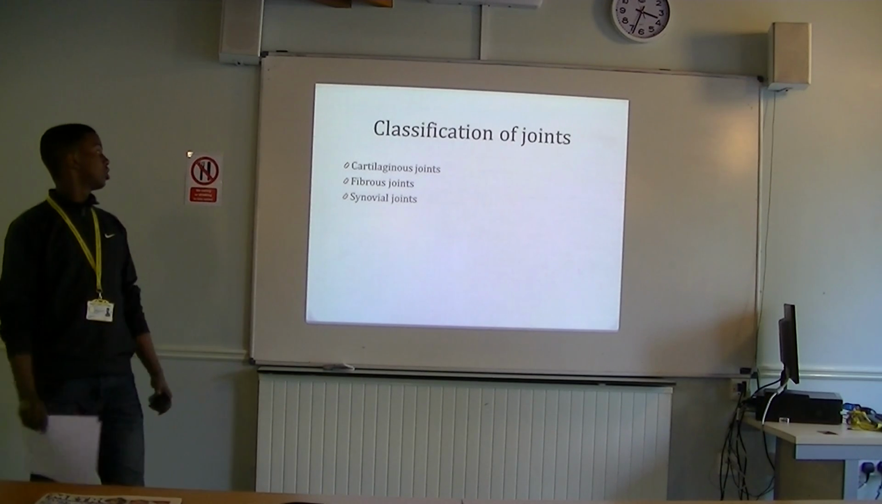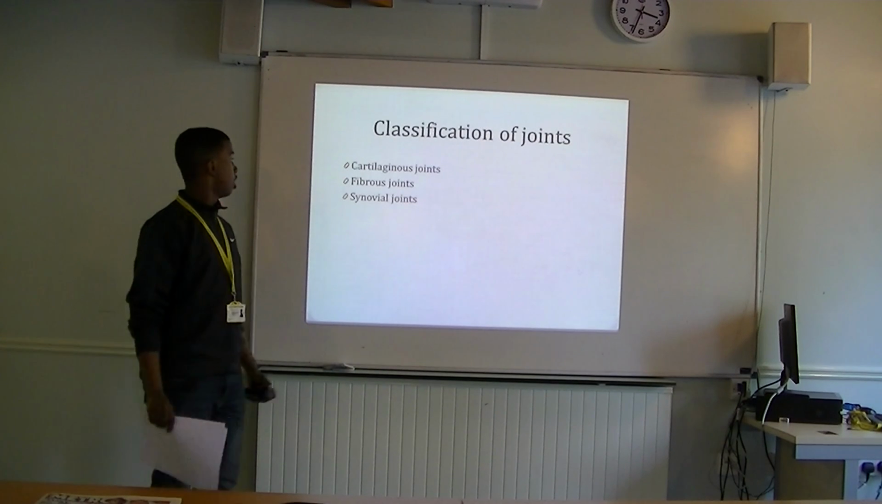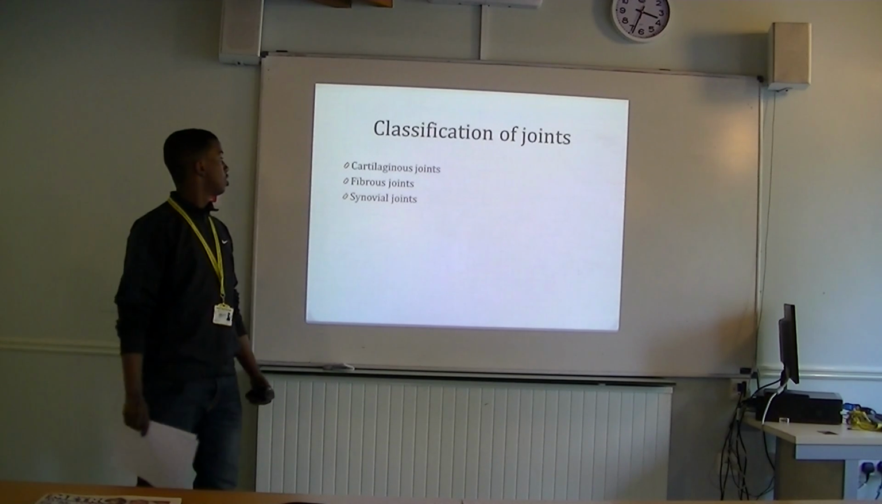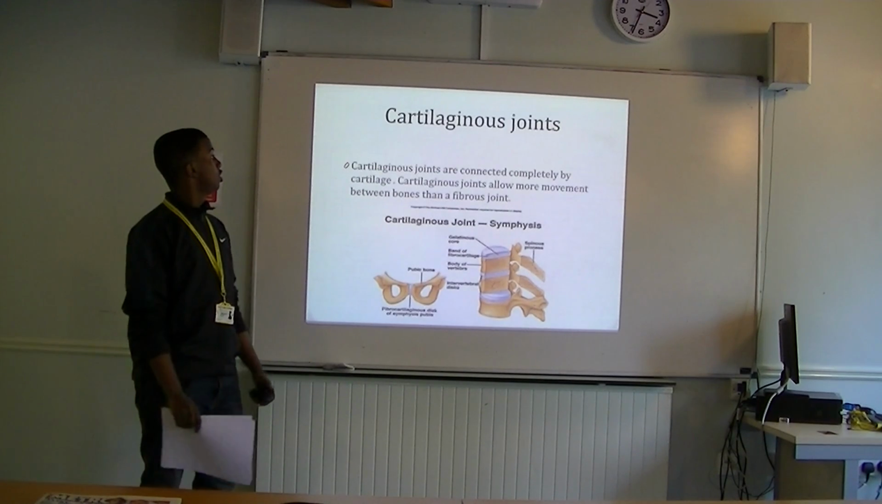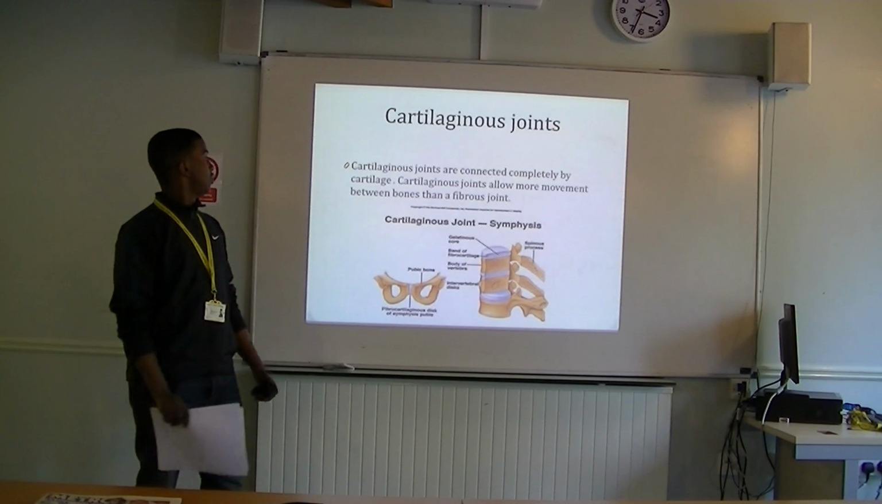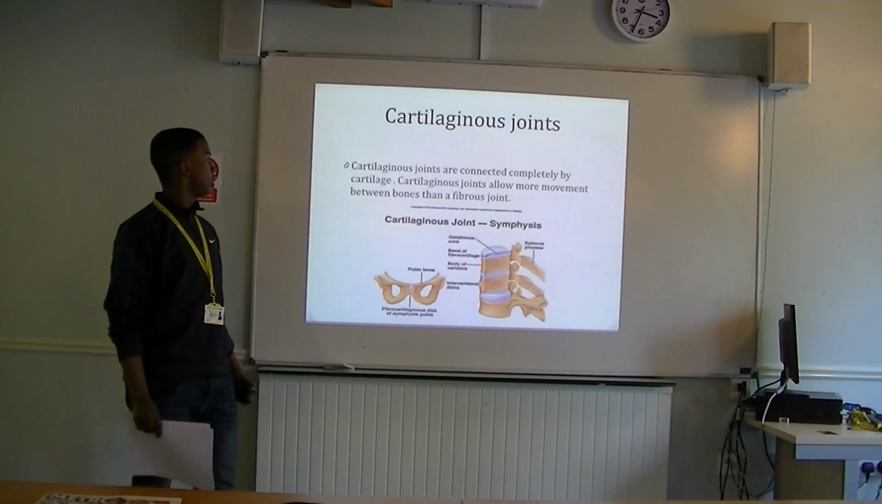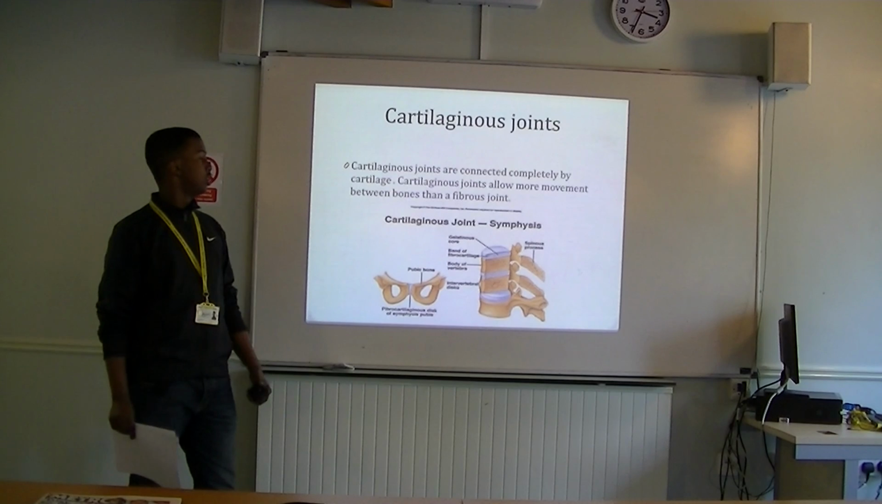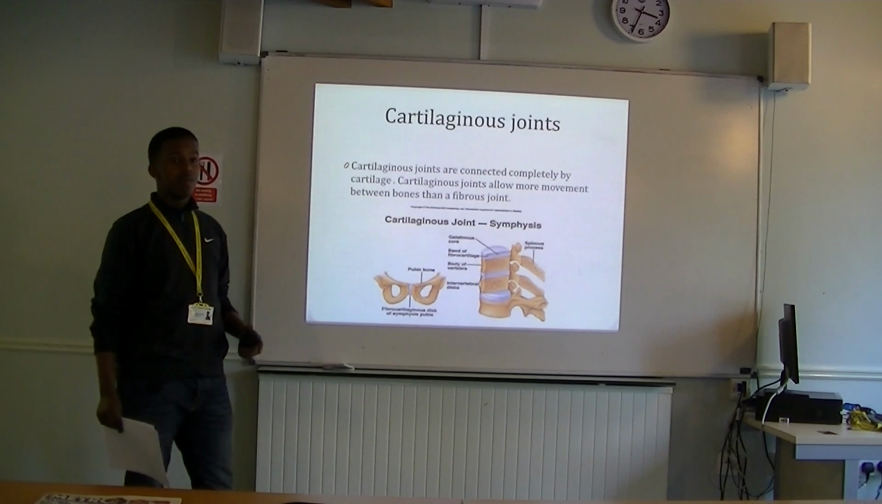Classifications of joints. These are divided into three parts. These are the cartilaginous joints, fibrous joints, and the synovial joints. So the cartilaginous joints are connected completely by cartilage. Cartilaginous joints allow more movement between bones than a fibrous joint.